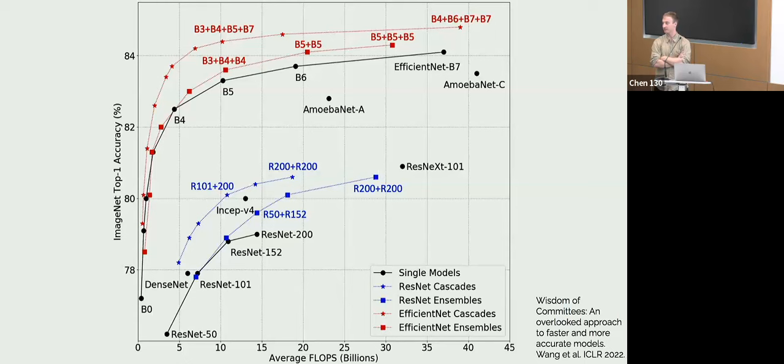Yeah. It's looking like from this chart that the cascades always outperform the ensembles. Is there ever a reason to do an ensemble as opposed to a cascade configuration? Implementation effort. An ensemble is going to be easier to implement. Cascade is more code that you have to write.